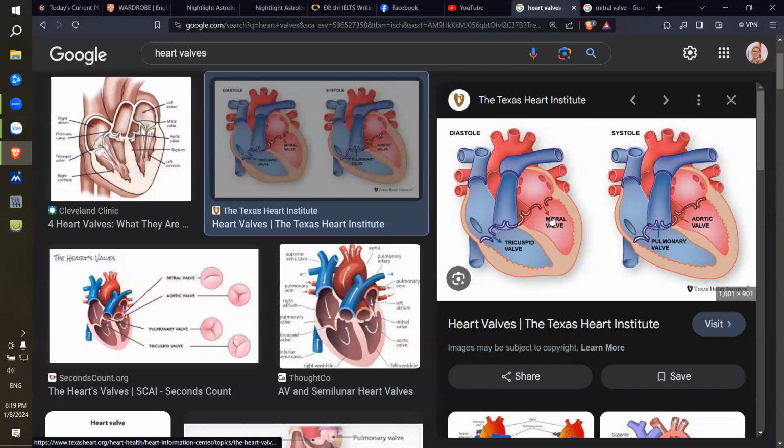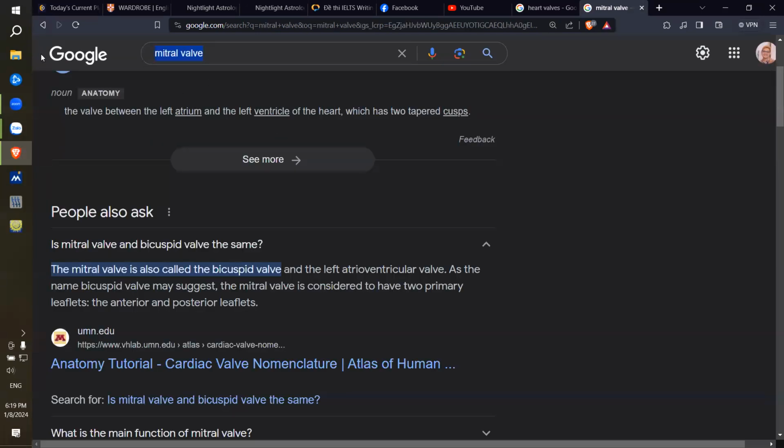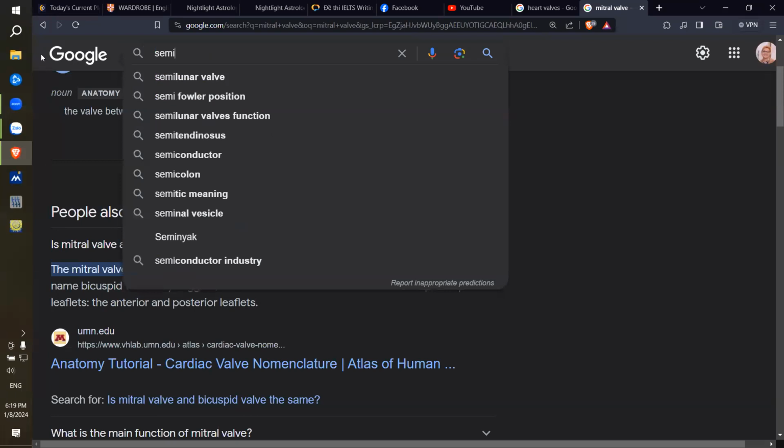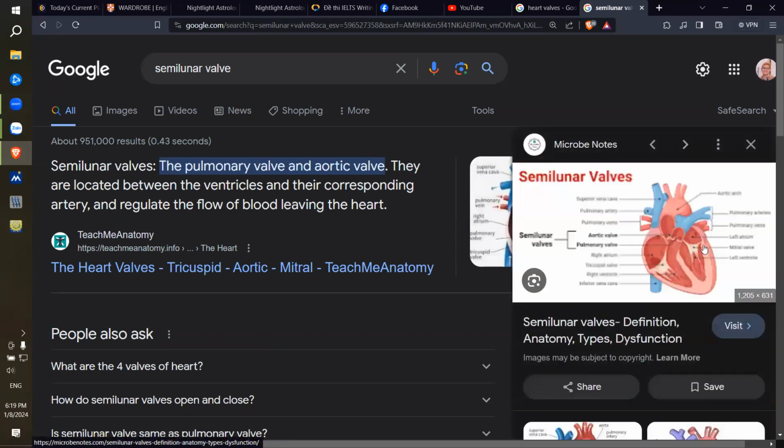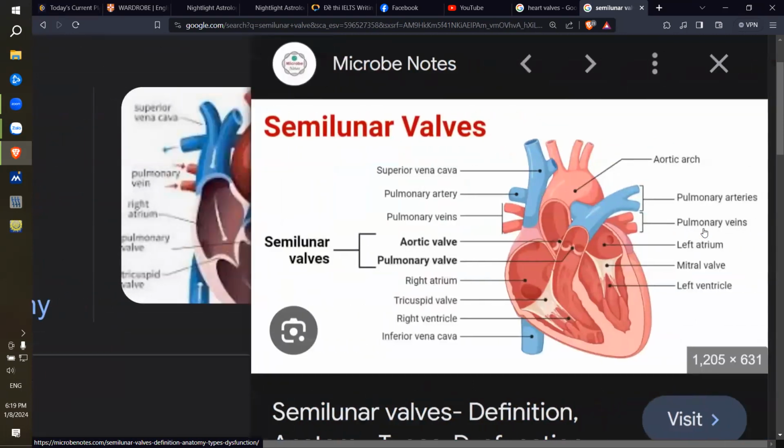Next, we're going to talk about the semilunar valves. Semilunar valve, yeah. We have the pulmonary valve, which is between the right ventricle and the pulmonary artery. The valve has three cusps and prevents blood from flowing backward from the pulmonary artery into the right ventricle when the ventricle relaxes.